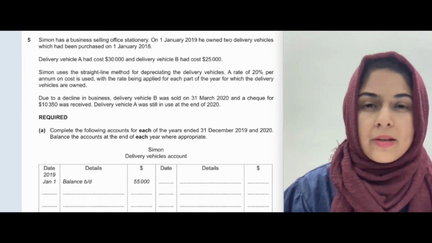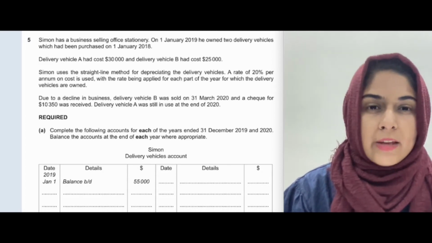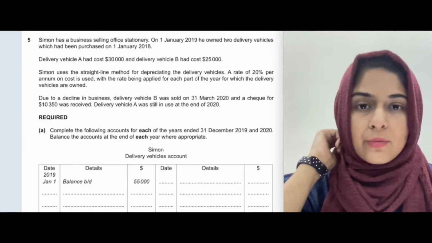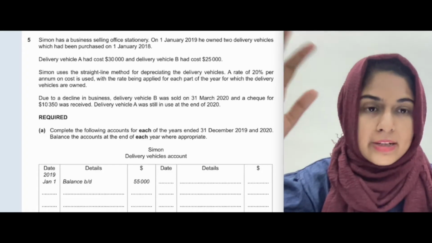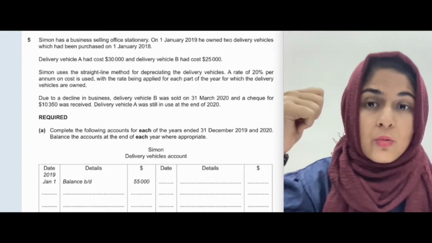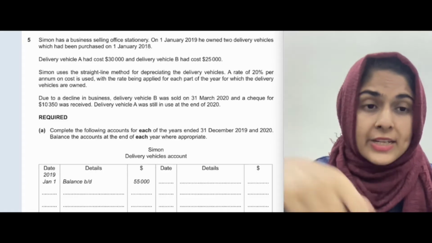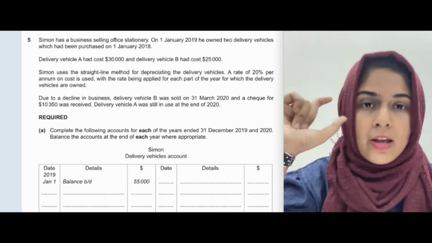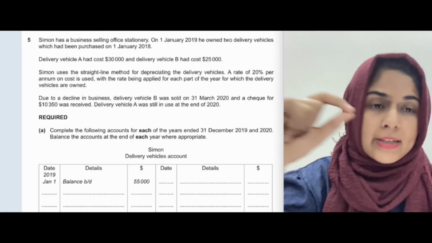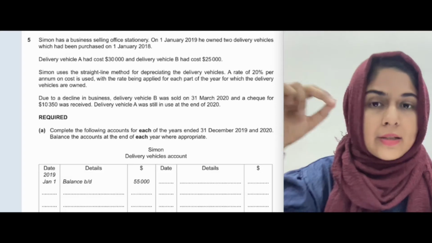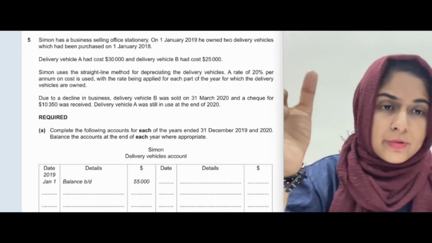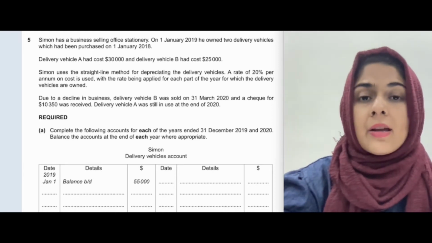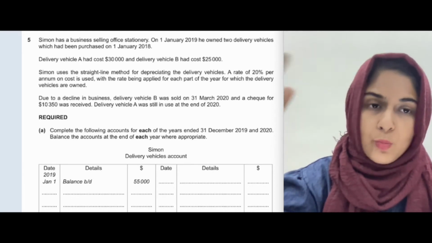Simon has a business selling office stationery. On 1st January, he had owned 2 delivery vehicles which had been purchased on 1st January 2018. So he already had 2 delivery vehicles which he had purchased on 1st January 2018, which is the previous year. So basically the year under consideration right now is the year 2019.